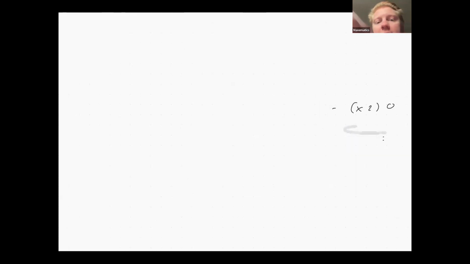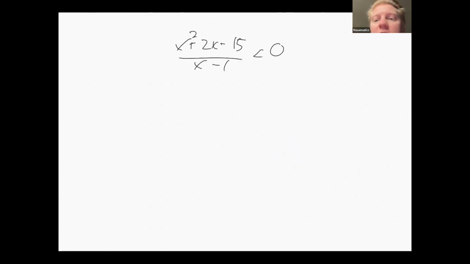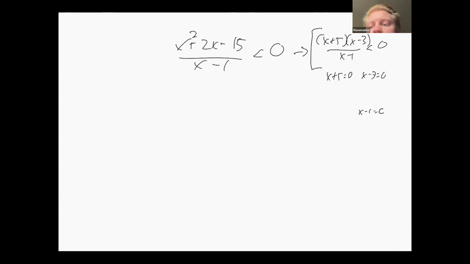Okay, so let's do x squared plus 2x minus 15 over x minus 1 is less than 0. Okay, first things first, we got to simplify everything as much as we can. Numerator, x plus 5, x minus 3 over x minus 1 is less than 0. Okay, so what we need to do now is, even though we have a denominator, we still want to set each and every part equal to 0. Well, we get x equals -5, x equals 3, x equals 1.